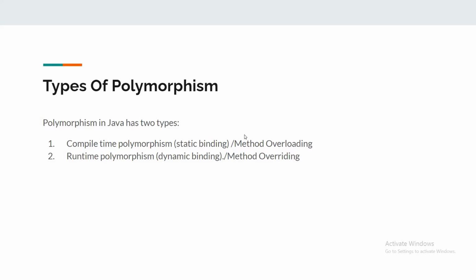Types of polymorphism. Polymorphism in Java has two types: compile time polymorphism and runtime polymorphism. Compile time polymorphism is also called static binding, or method overloading. Runtime polymorphism is dynamic binding, or method overriding. Compile time polymorphism is achieved by method overloading in a single class. To achieve runtime polymorphism, we have a parent-child relationship, with the same method name and same signature in the parent as well as in the child.